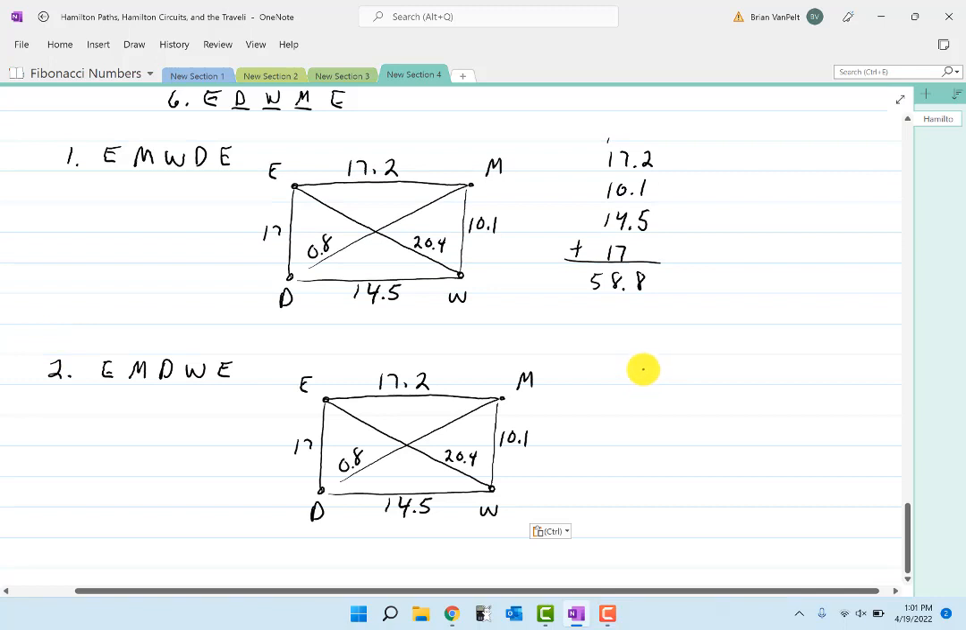All right, this time I'm still doing EM, so that's 17.2. But now when I do MD, that's different. I'm going to have 0.8. And I'm going to have DW, 14.5. And then WE, which is 20.4. Let's see what this adds up to be. $52.9.